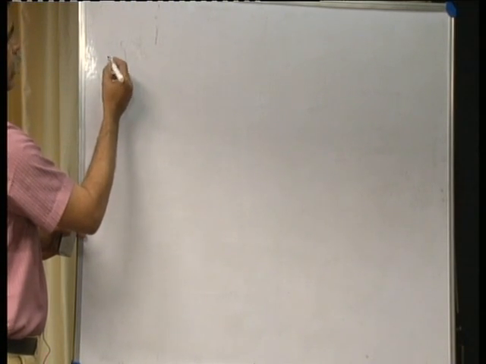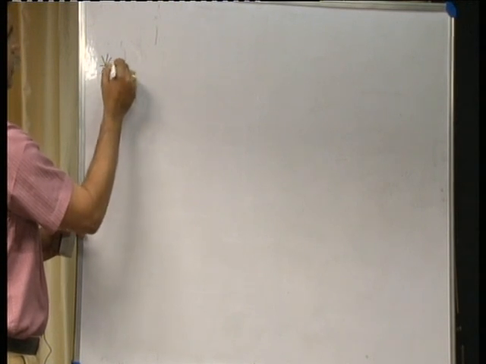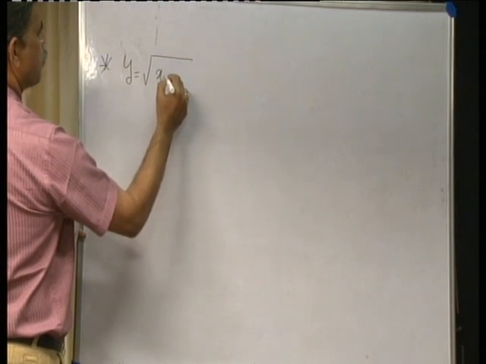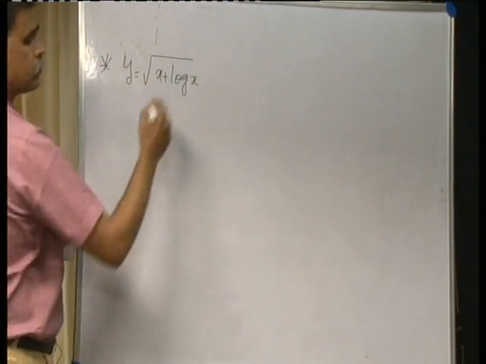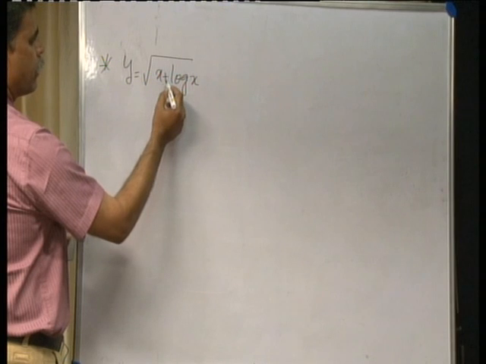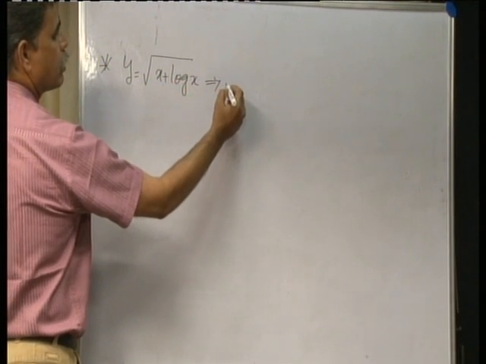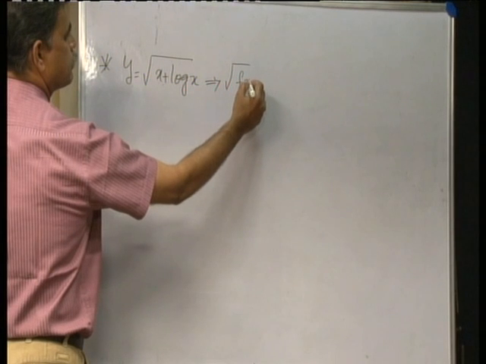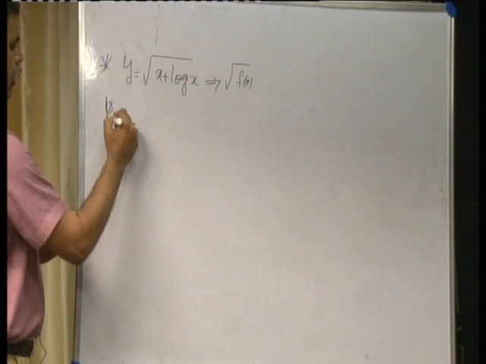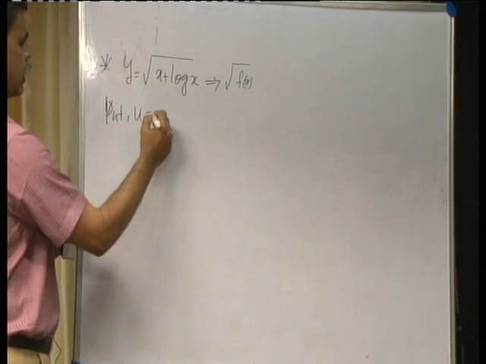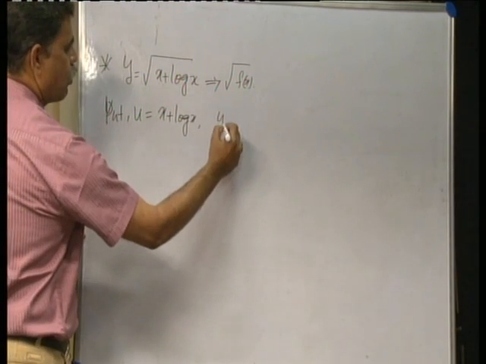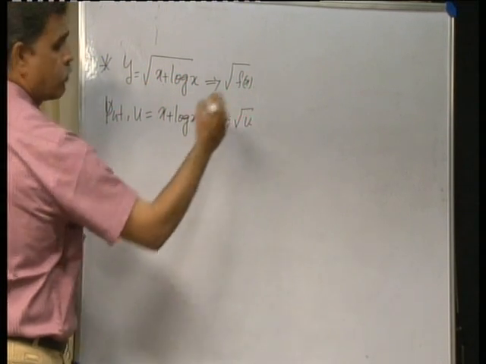I will be taking them in terms of standardized form. Suppose I have y equal to root of x plus log x. Y is the root of x plus log x. It will be considered a root of function. Therefore, we have to take the function u equal to x plus log x. Then y becomes root of u.